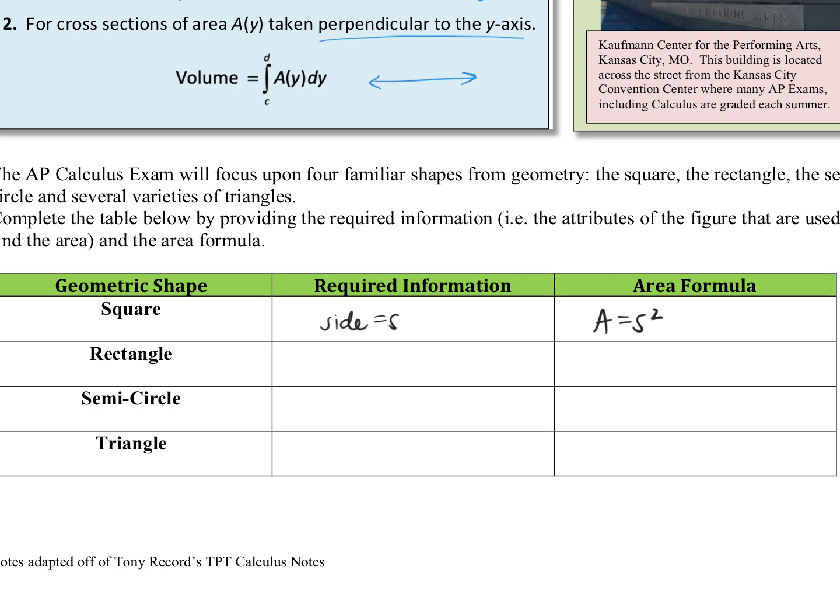Okay, what 2 things do I need for a rectangle? Length and width. So I'm going to say my length is L and my width is W. And the area of that would be just length times width.